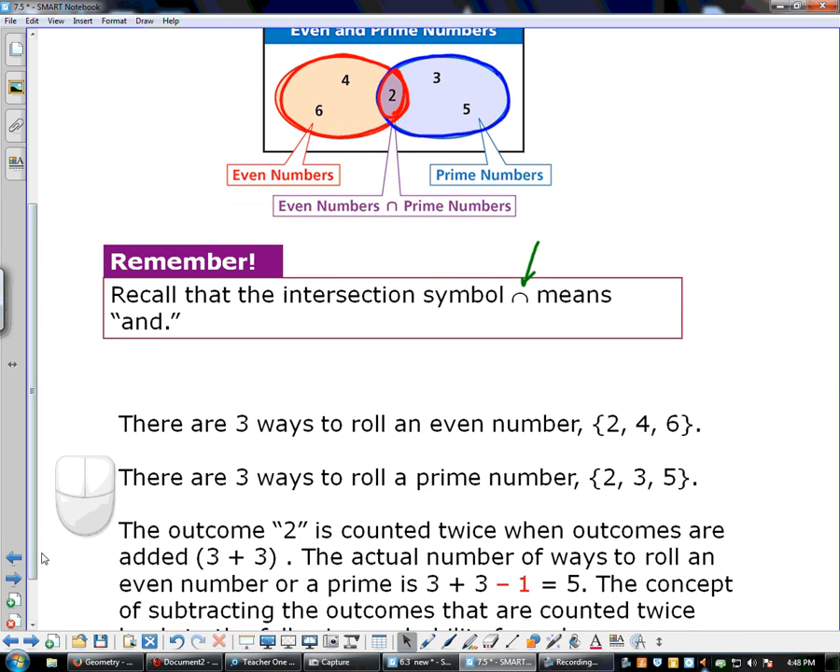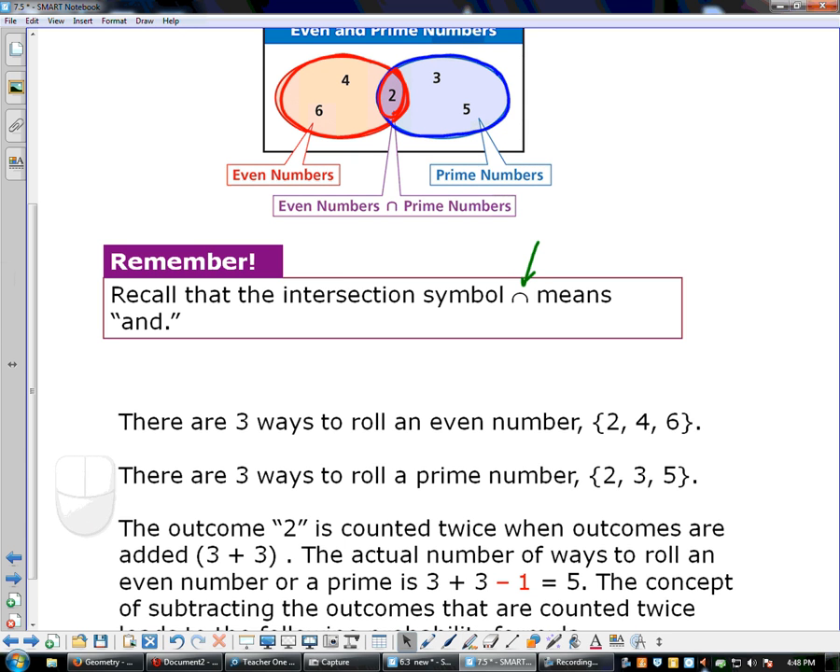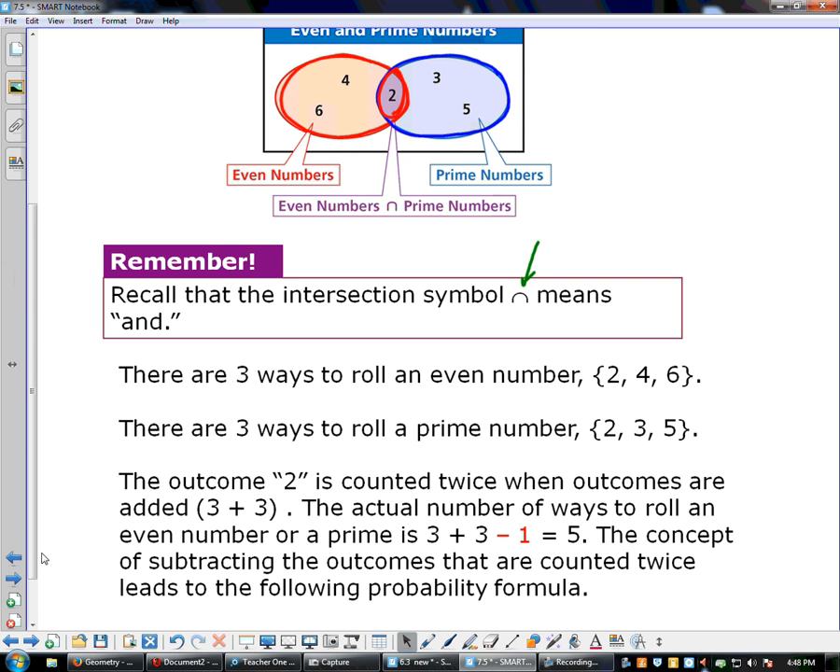Now, when we look down here again, how do I roll an even number? I had 2, 4, 6. How do I roll a prime number? Well, that was 2, 3, and 5. So the outcome 2 is counted twice when the outcomes are added.